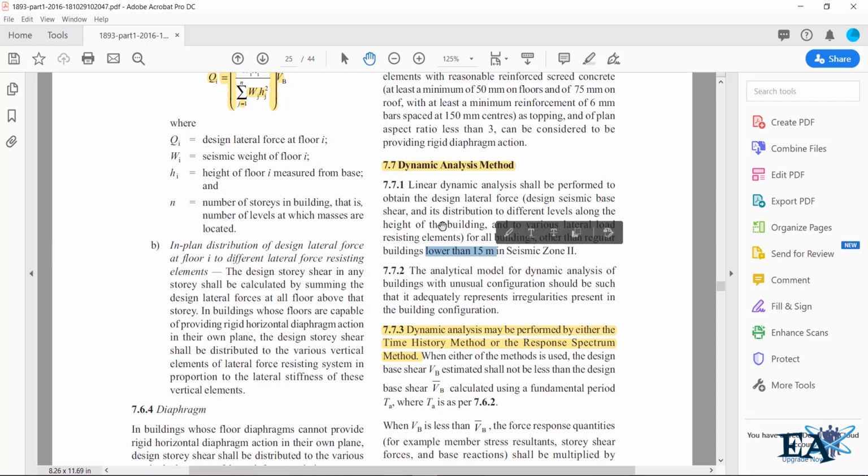So how do we do the dynamic analysis? There are two methods. One is the time history method and another is the response spectrum method. And we will see these two methods.